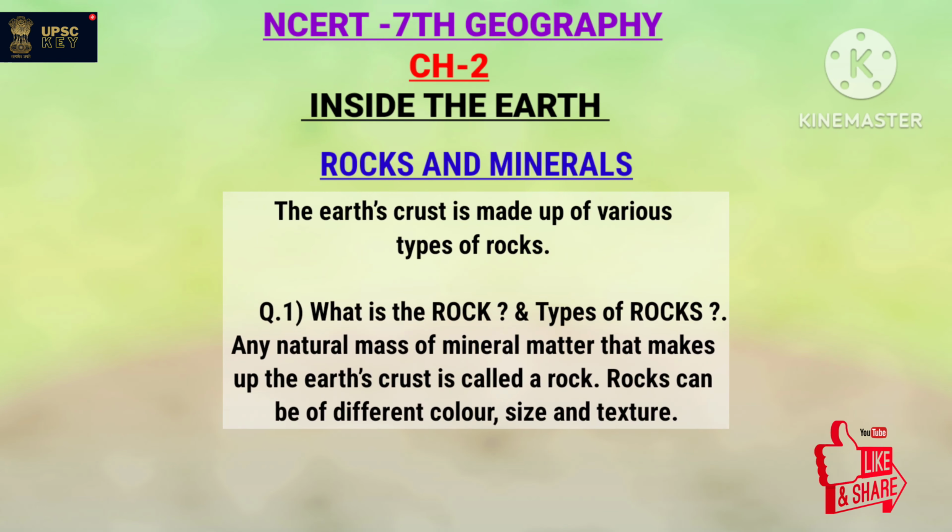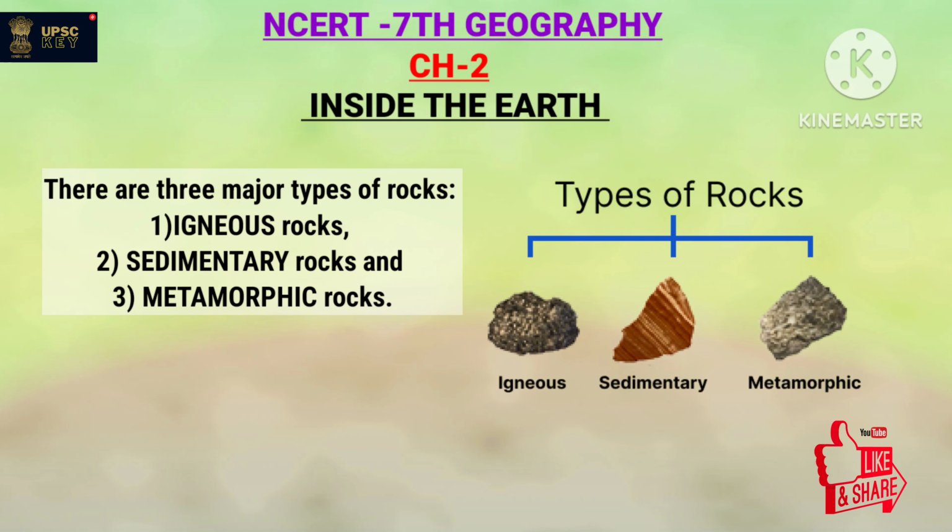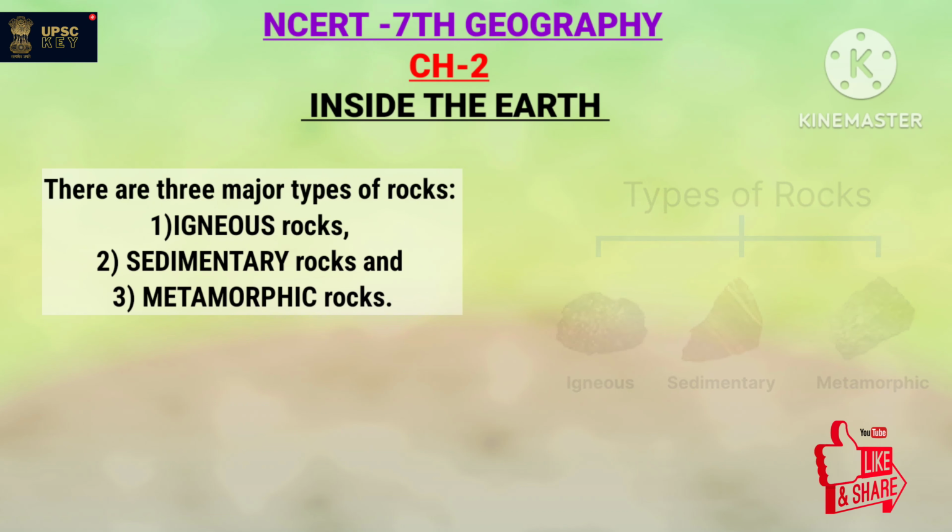Another topic is rocks and minerals. The earth's crust is made up of various types of rocks. So let us discuss what rocks are and what the types of rocks are. Any natural mass of minerals that makes up the earth's crust is called a rock. Rocks can be of different color, size and texture. There are three major types of rocks. First is igneous rocks, second is sedimentary rocks, and third is metamorphic rocks.